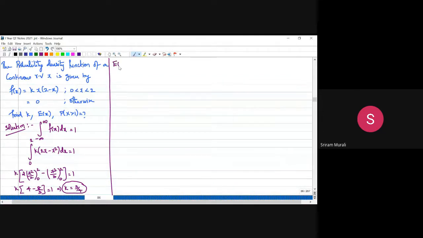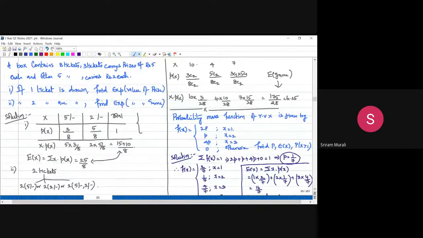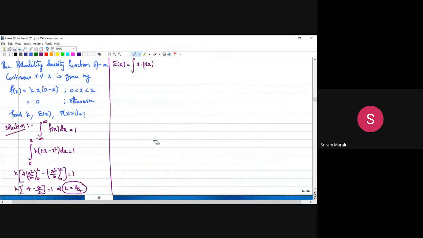E of x is equal to sigma x into p of x. I'm sorry, this is not sigma but an integral, because it is a continuous random variable in an interval. If it were discrete, for 0 this is the probability, for 1 this is the probability, which we discussed on the last page. So this is integral of x into p of x, with the limit minus infinity to infinity. P of x and f of x are both the same.